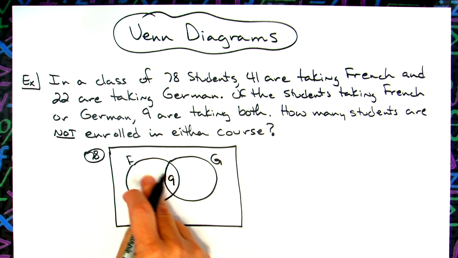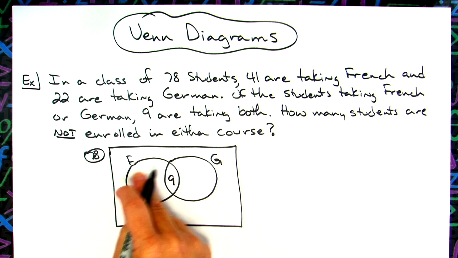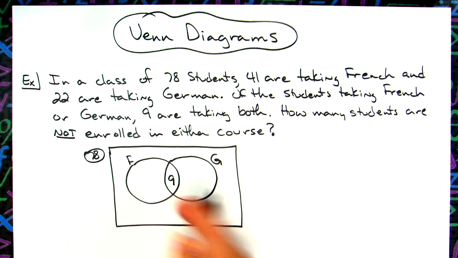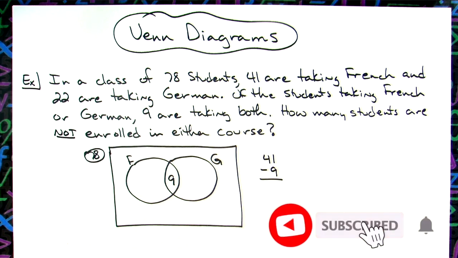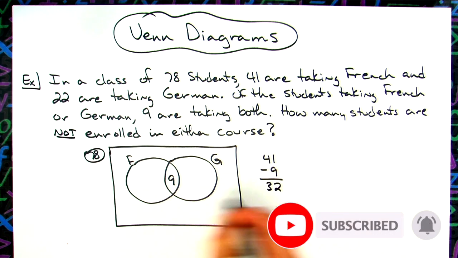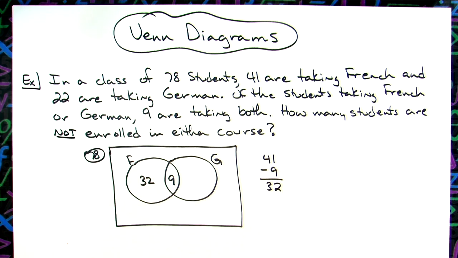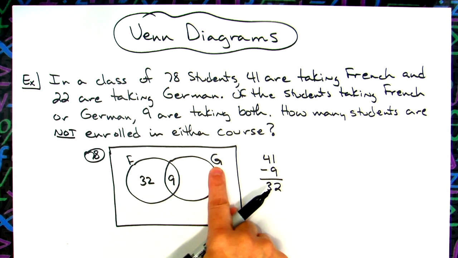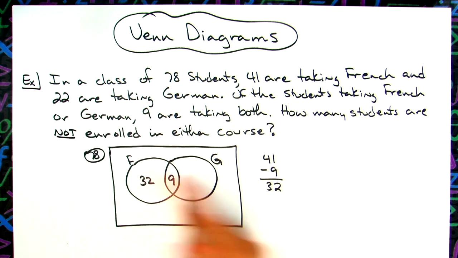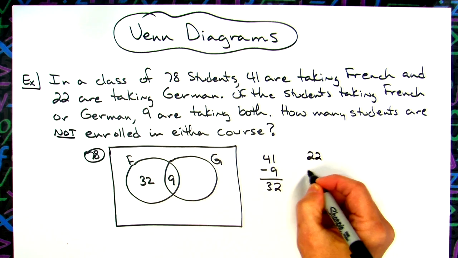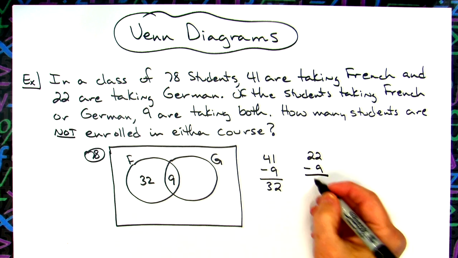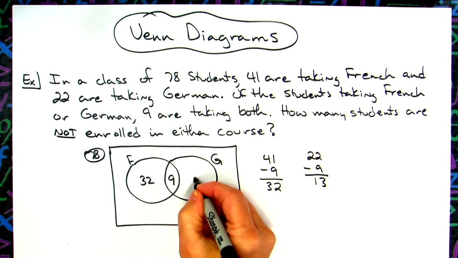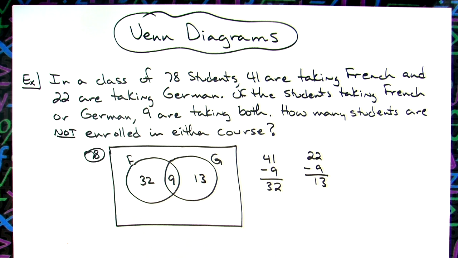All right, now to figure out how many goes right here, we have a total of 41 taking French minus 9. So 41 minus 9 is 32. So that means 32 people are just taking French. Of our German, we've got 22 taking German. So 22 minus the 9. 22 minus 9 is going to be a 13. That means we have 13 here in German.